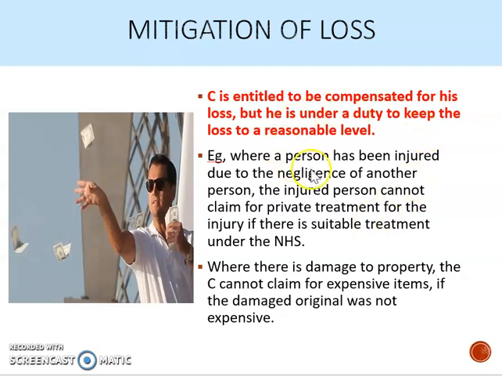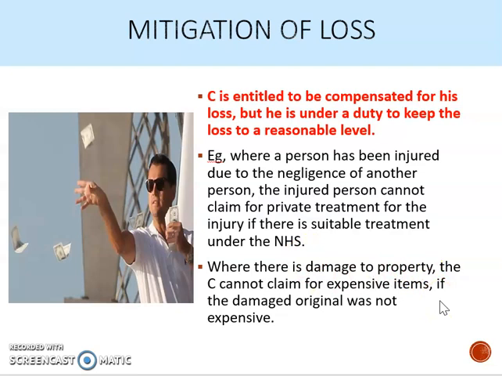So, for example, where a person's been injured due to negligence, the injured person can't claim for private treatment if there would be a suitable treatment under the NHS. Obviously, if there's damage to property, you can't claim for a more expensive item than was actually damaged.